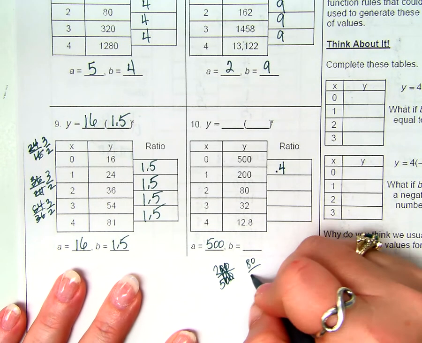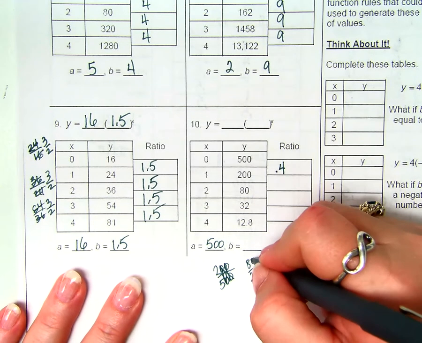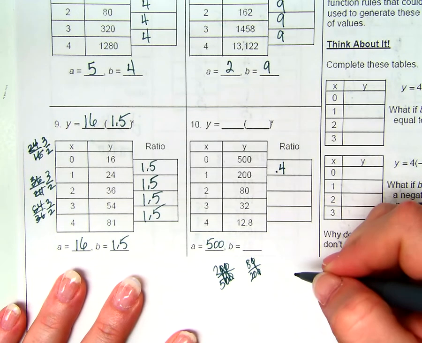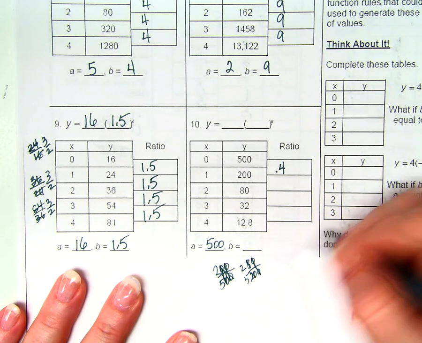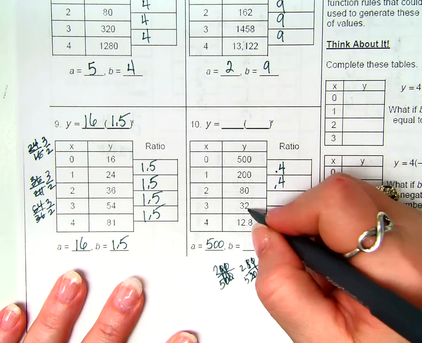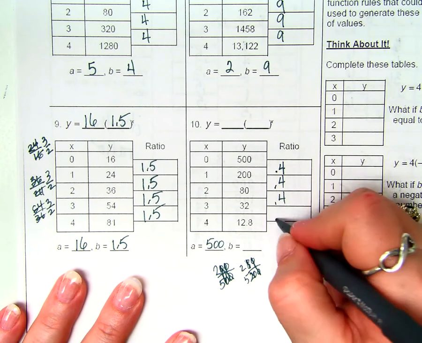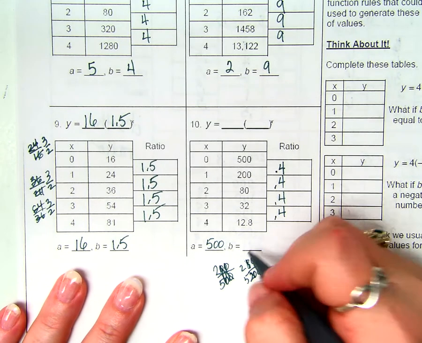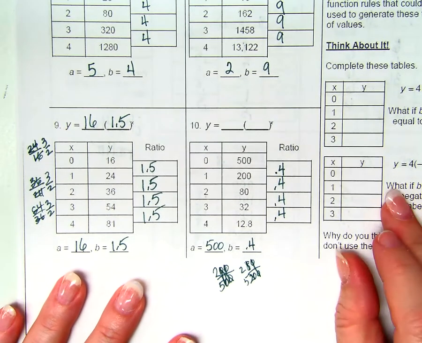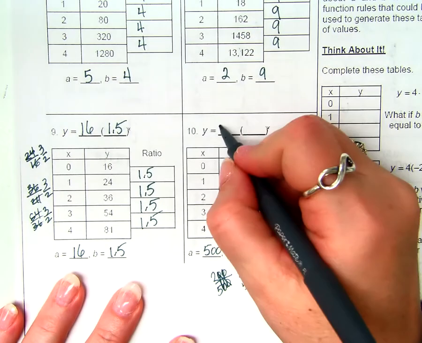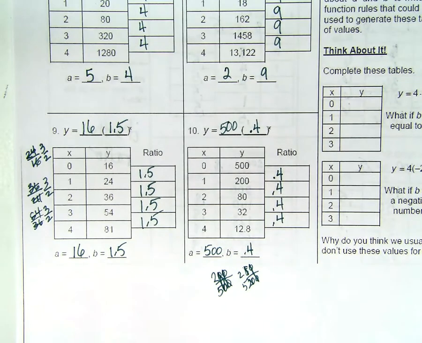80 divided by 200. Well, they're both divisible by 10. That's 8 over 20. They're both divisible by 4. That's 2 over 5. Oh, look, 0.4. 32 divided by 80. 12.8 divided by 32. So what's B? 0.4. What's my equation then? Y equals 500 times 0.4 to the x power.